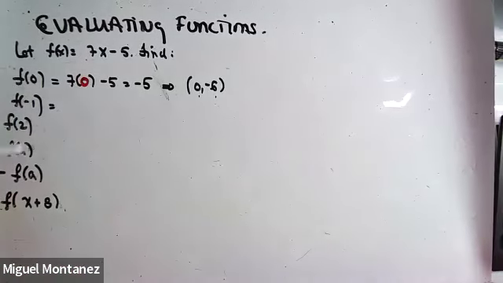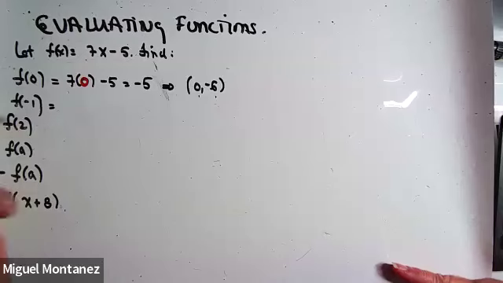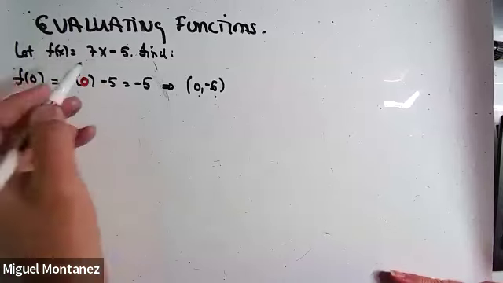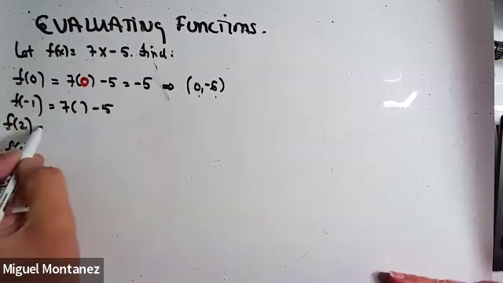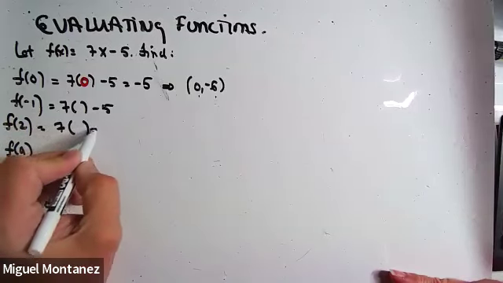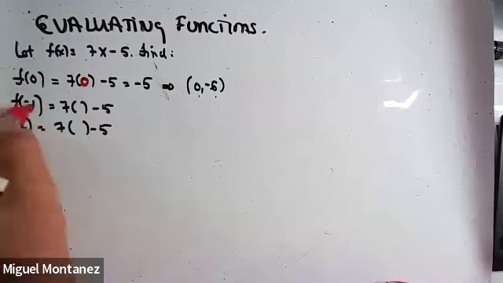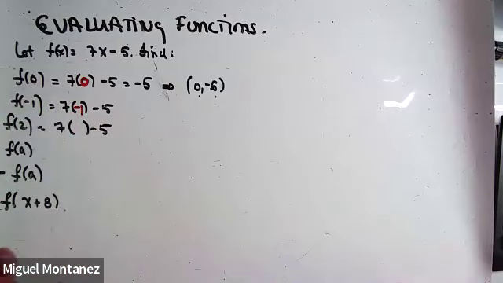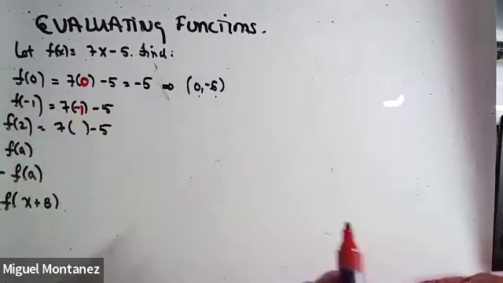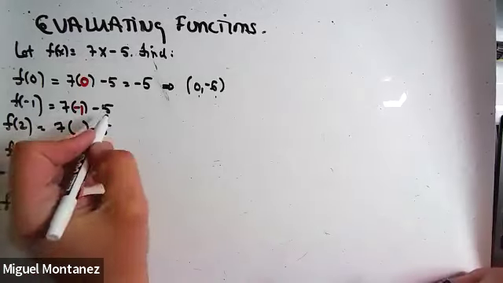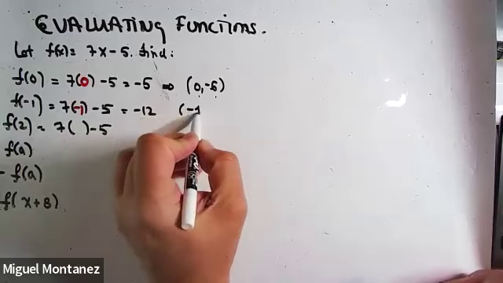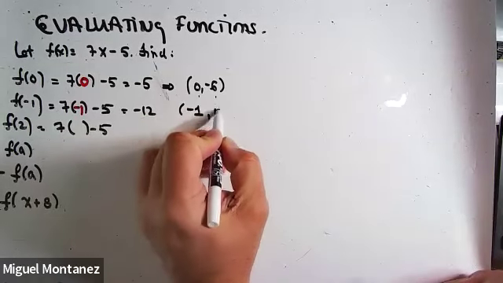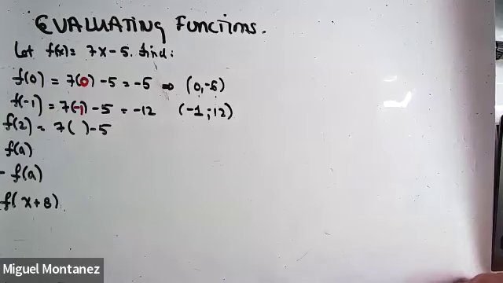We repeat the same process, nothing is different. We always follow the rule. In this case, the function is 7 times the input minus 5. The next example, my input is negative 1. 7 times negative 1, negative 7, minus 5, negative 12. So we may conclude that when the input is negative 1, the output is negative 12.